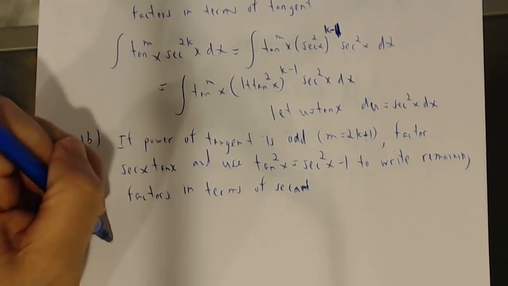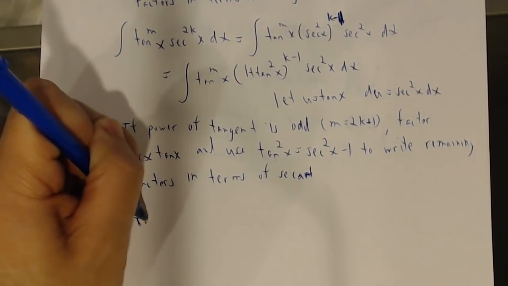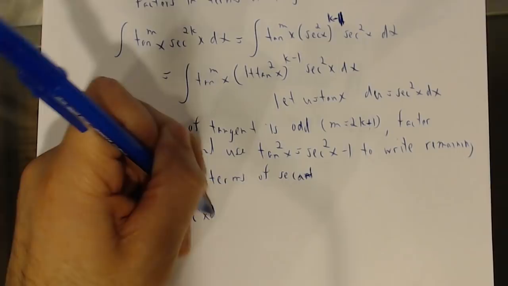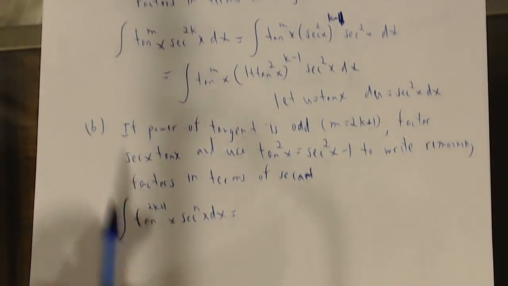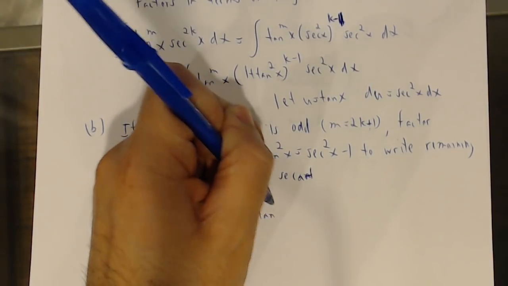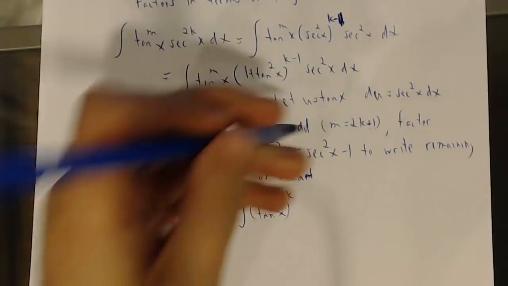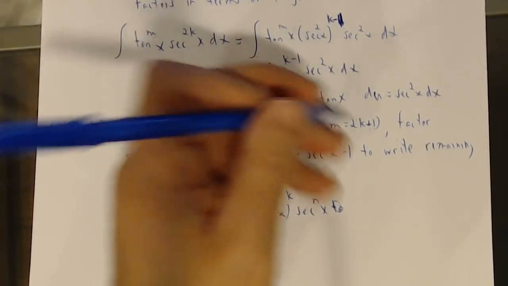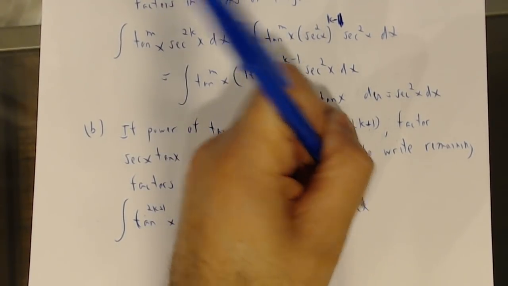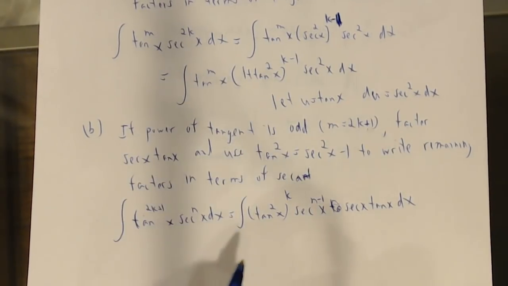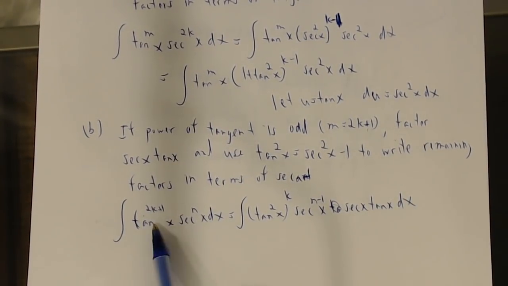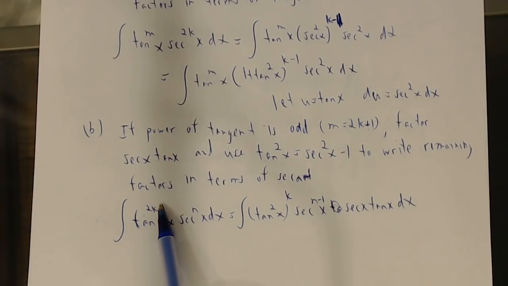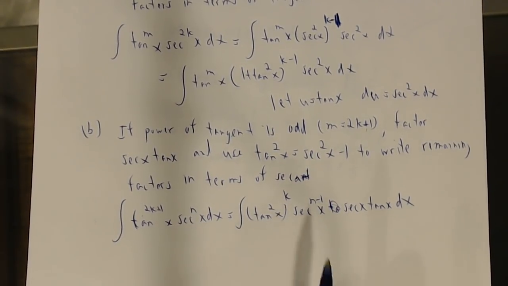So if we were to write this out, you'd get tangent to the power of 2k plus 1 x, secant to the power of nx dx. If I factor out a tangent, this becomes the integral of tangent squared x to the power of k, and then secant to the power of n minus 1 x, since I'm factoring out a secant, times secant x tangent x dx. Because what did I do here? I factored out a secant and a tangent, so this became secant to the n minus 1. Tangent lost its 1, and I wrote 2k as squared to the power of k. So that's what we have.